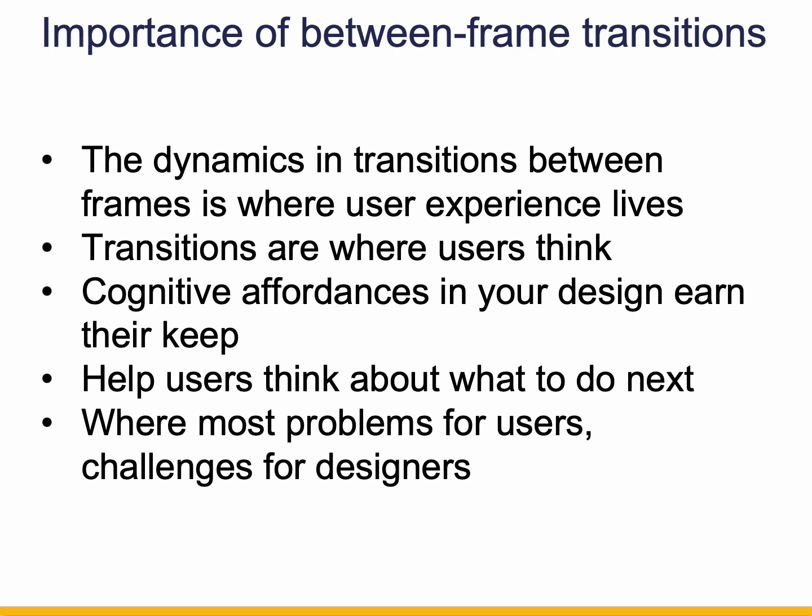Cognitive affordances in your design earn their keep. In other words, if we can afford that our users can cognitively identify where they are, then we can be assured that we're on the right step, on the right trail of good user experience. We want to help users think about what to do next. Think about the slide with the 3 steps on the left and the social media opportunities on the right. It helps them think, okay, I can invite some friends to go to the movie with me. That's a huge thing. We need to help them cognitively understand how to use the system.